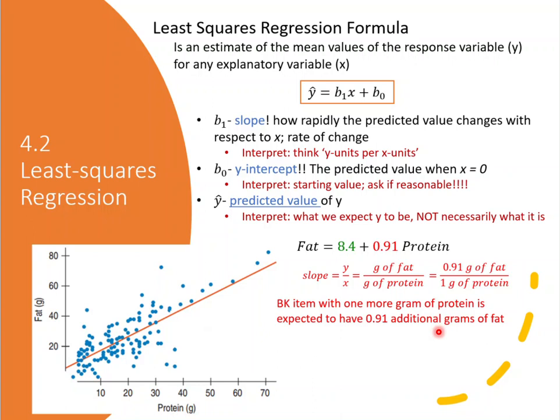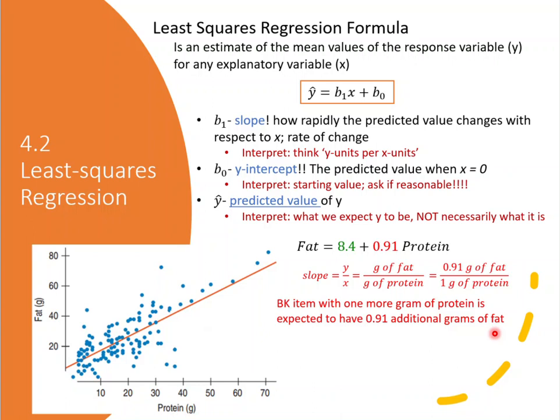The next piece we want to include is by how much each of these variables increases or decreases. We'll notice that our slope here, that 0.91, is positive. That means that as one variable increases, the other variable will also increase. So in our sentence, we have 1 more gram of protein for an additional 0.9 grams of fat.